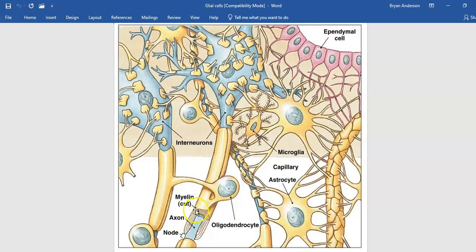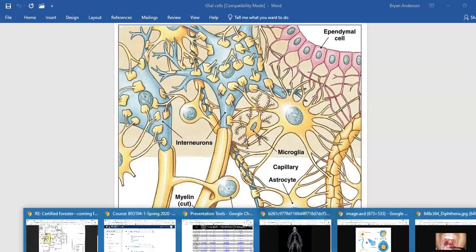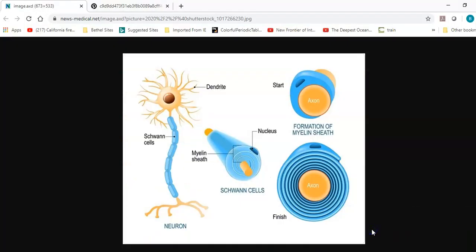And folks, this is analogous to the plastic coating on wire. If you've got current flowing through a wire, you can touch that wire if it's covered by plastic, but if you touch the bare wire, you're potentially going to get a shock. Well, that's kind of the function of these wrappings from oligodendrocytes and Schwann cells. That's called a myelin wrap. So let me go to the first one in your textbook. Your textbook used to have an image like this in it, and unfortunately they only vaguely reference these now. These are called Schwann cells.